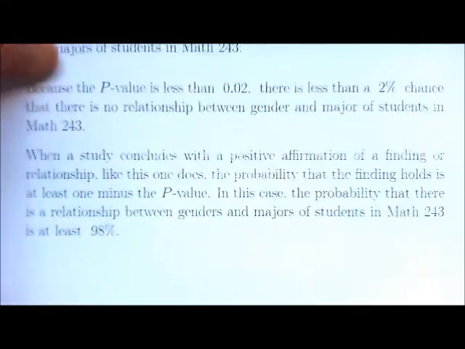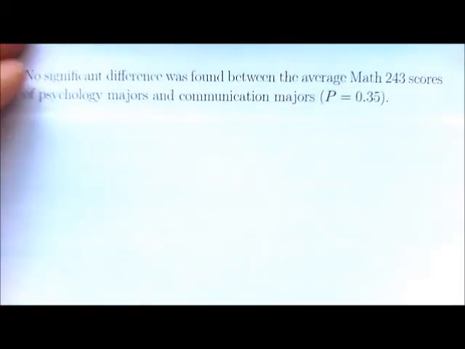And we'll conclude by, again, looking at our last example from the previous lesson. And you may or may not recall that in this example, the conclusion was that there was no significant difference found between the average Math 243 scores of psychology majors and communication majors. The p-value is 0.35. Let's try interpreting that before we look at our hypotheses, or let's think about our hypotheses.